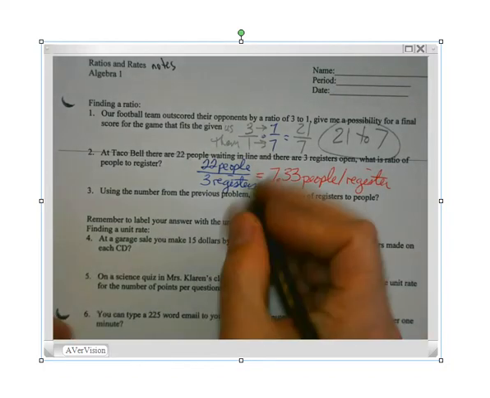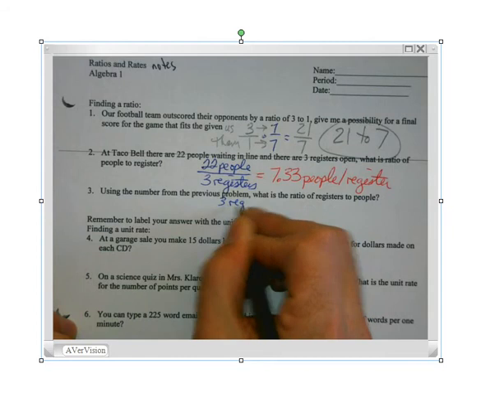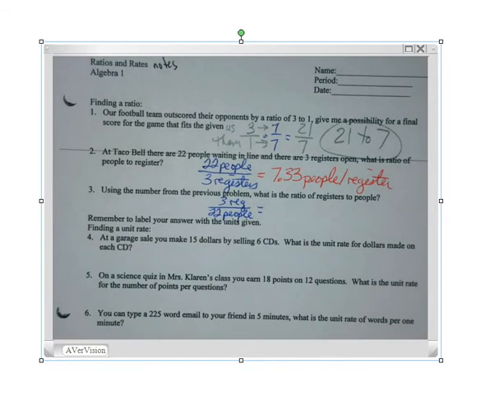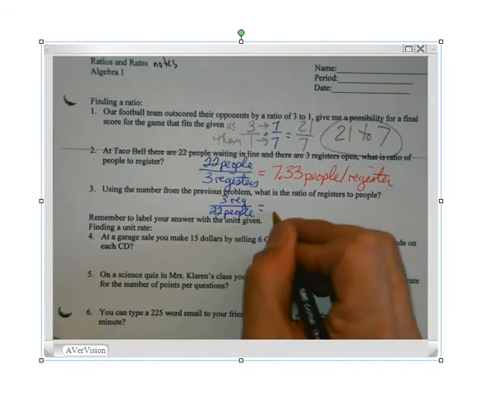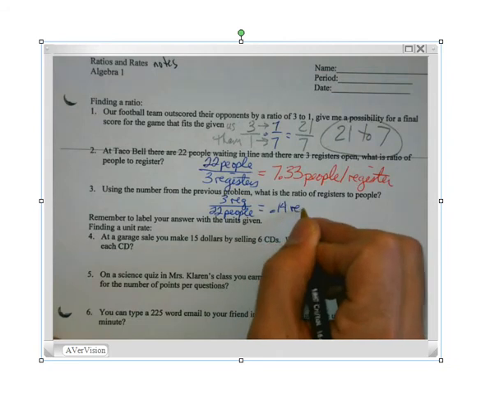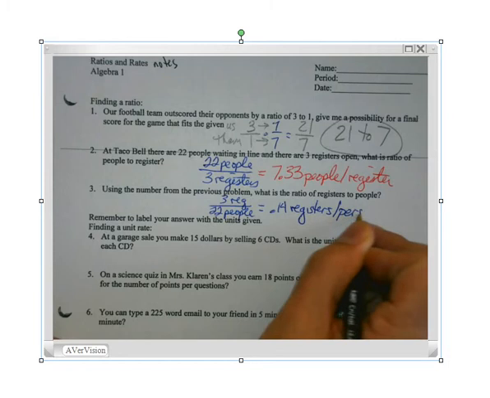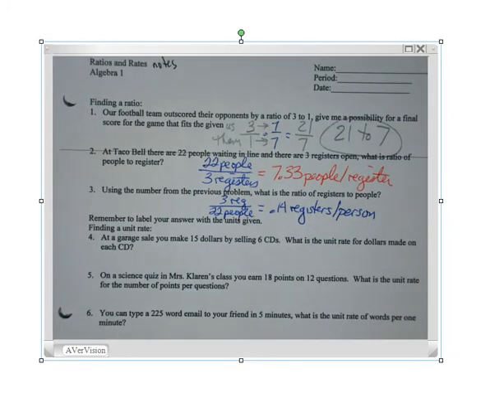I think somebody told me the flip answer here. 3 divided by 22. Okay. I want to get the answer first. So, here's the idea. If you have a decimal, we're going to run to 2 decimal places. So, it's a little less than 0.14 registers per person.